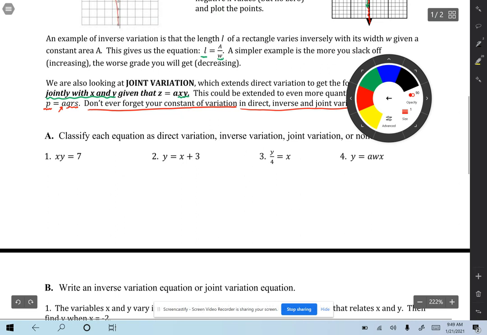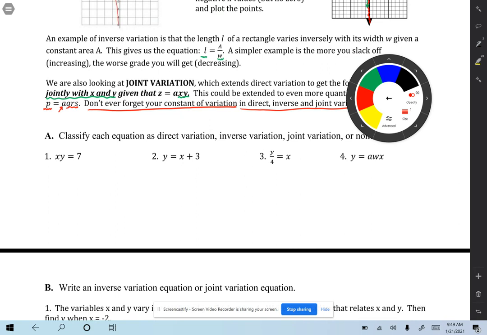So we are going to classify each equation as direct variation, inverse variation, joint variation, or none. And the thing to do is solve for y in each of the cases. So here we're going to divide by x. So we get y equals 7 over x. This is an example of what is known as the inverse variation, because notice y on the left side, but x in the denominator on the opposite side. This is an inverse variation.